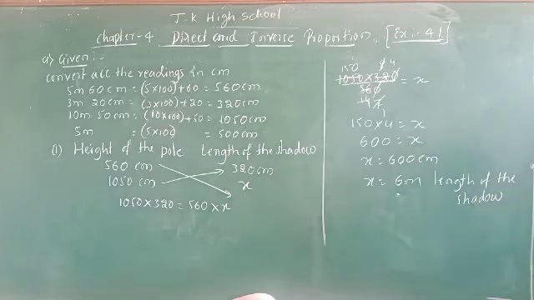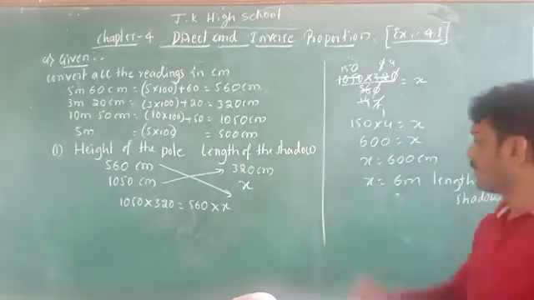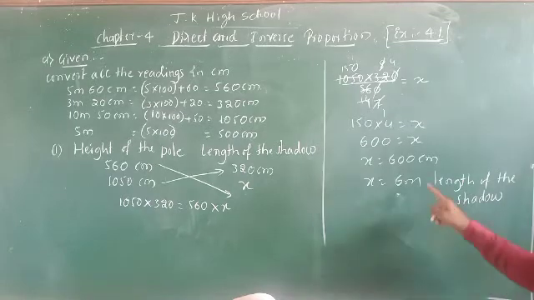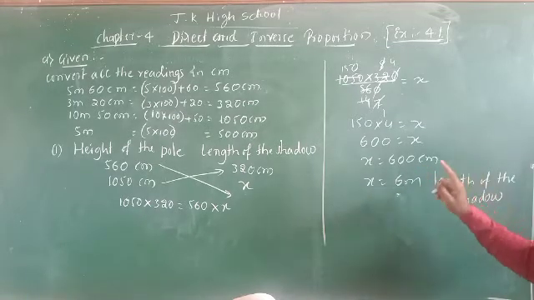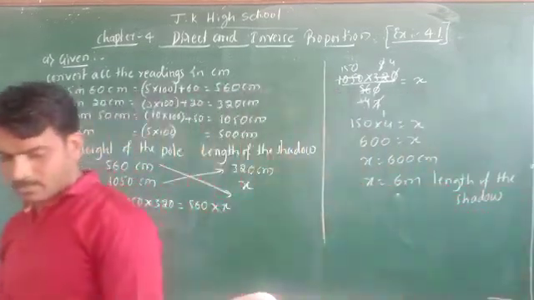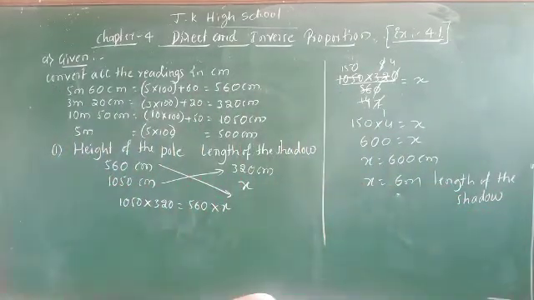Understanding, children? I have converted all the readings in centimeter, but while writing the answer, you just write in meter. 600 centimeters is nothing but 6 meter. Clear? So write on this. I will solve question number 2, the second one.